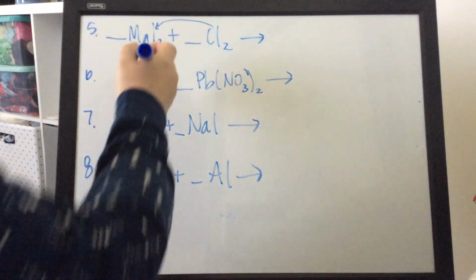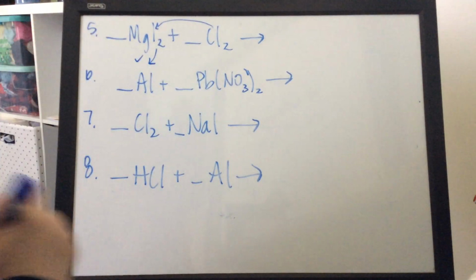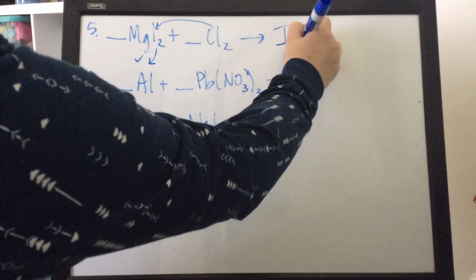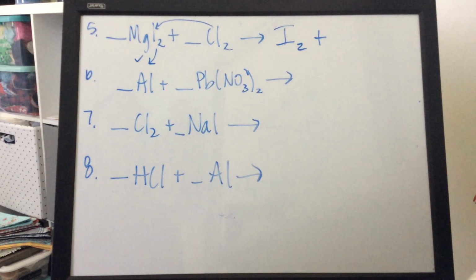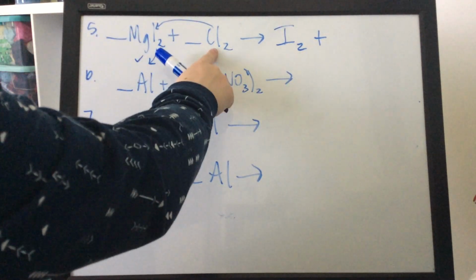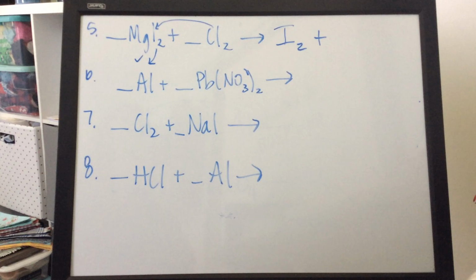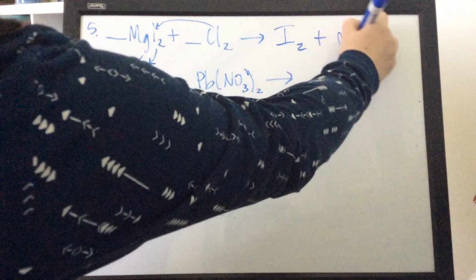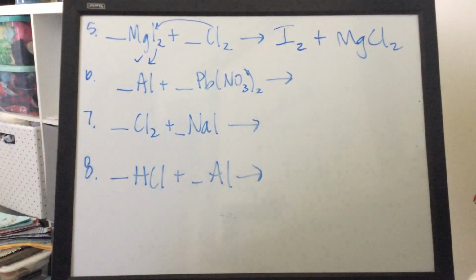Can chlorine kick out iodine? Yes, it's more reactive. So who's by itself? Iodine, who's a diatomic, so it should be I2. And who got together? The Mg and the Cl. Think about your charges. Mg is +2, Cl is -1. Formula is MgCl2. And I believe this thing is already balanced. Yes, it is. So I'm done with that.